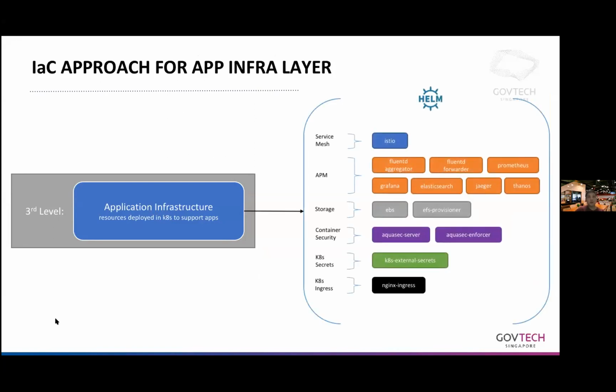App infra is the level defined in Kubernetes where we install applications to introduce security, observability, and resiliency into the cluster. As you know, the more objects we deploy into Kubernetes, the more complex it becomes to manage the lifecycle of these objects and to continuously track them for upgrades.